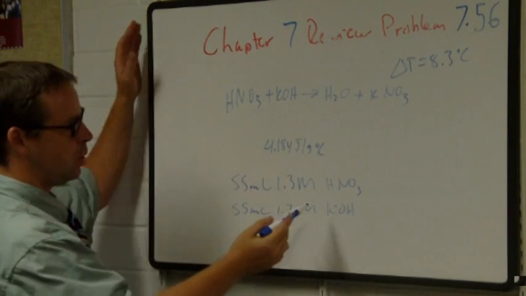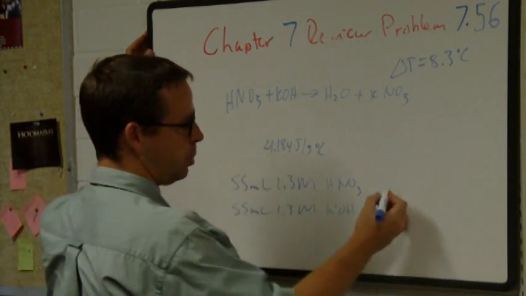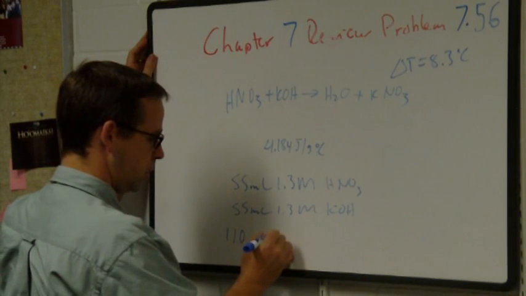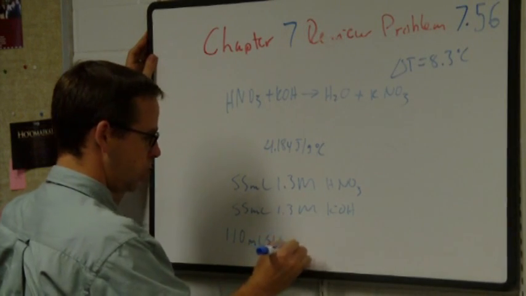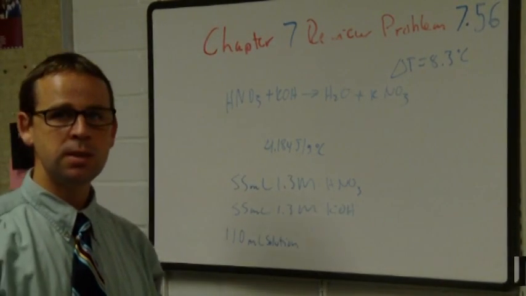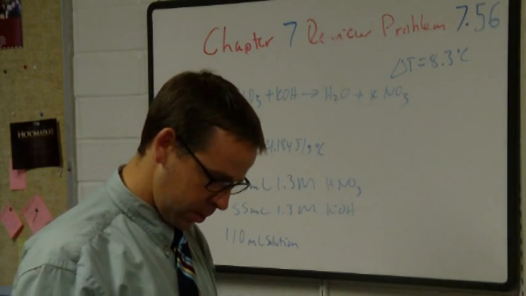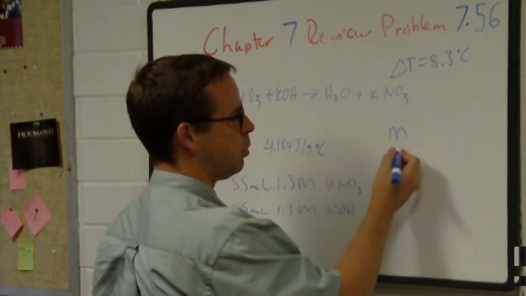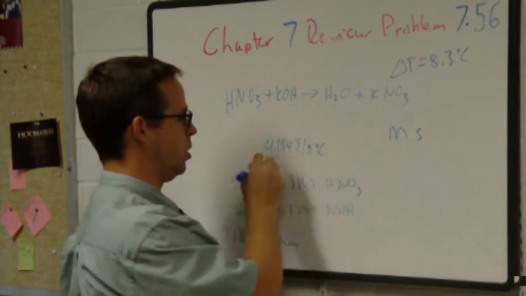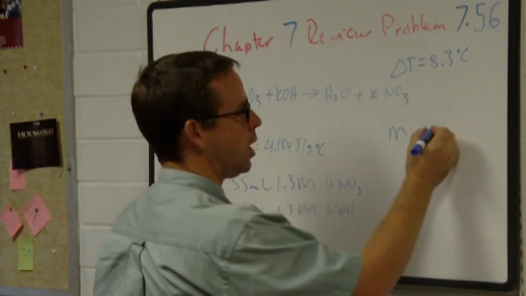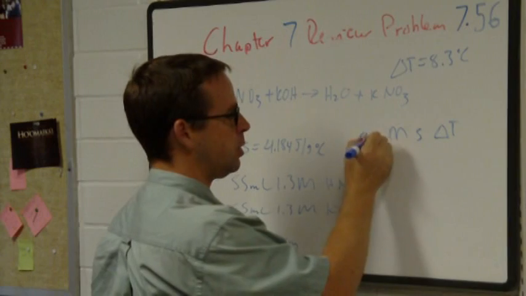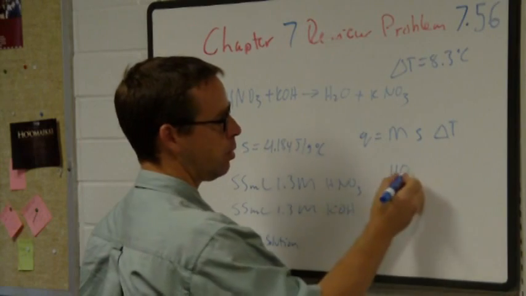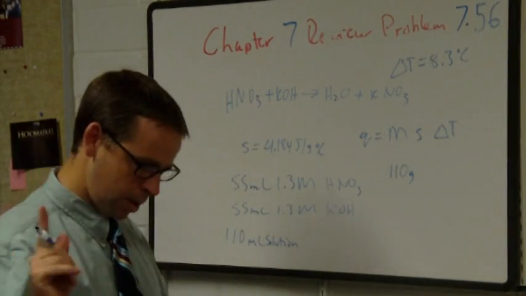So the total volume is going to be 110 milliliters of solution. And it says we assume the density is 1 gram per milliliter. That's important because we need to know the mass of water, because our equation is the mass of water times the specific heat of water, 4.184, times the change in temperature. That's how we determine our heat. So the mass of water in this case is 110 grams, because there was 110 milliliters at 1 gram per milliliter.